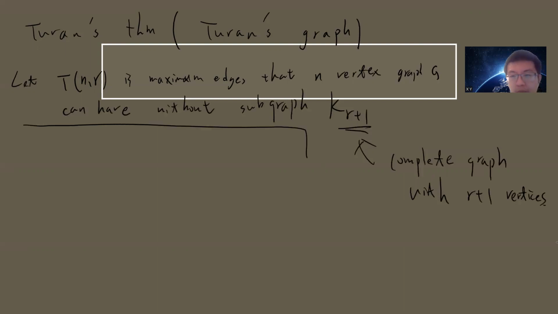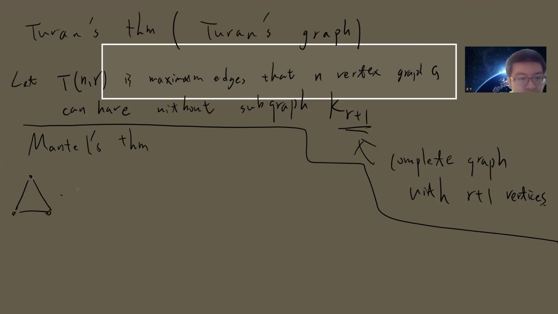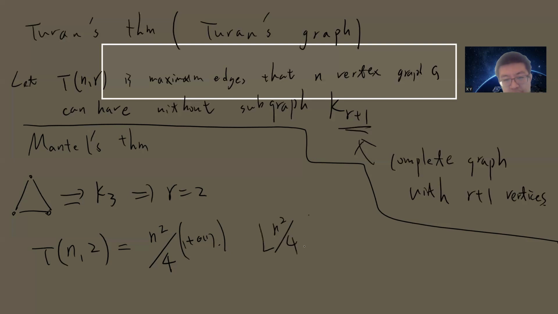A particular example is what we showed last time, the Mantel theorem. Mantel theorem is about triangle free, and a triangle is basically K3, so in this case r is 2. This means T(n, 2) is basically n squared divided by 4, maybe plus a small constant if n is not divisible by 4, but we don't care about this. So T(n, 2) is n squared divided by 4, and then we want to ask what's the general T(n, r).